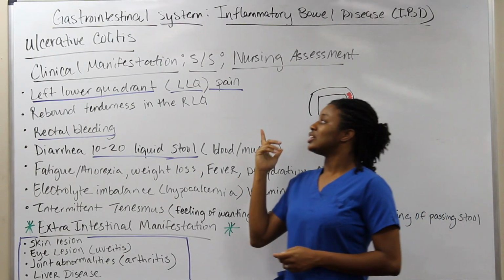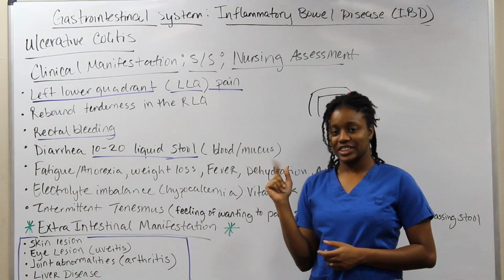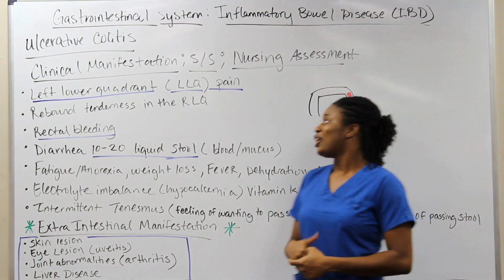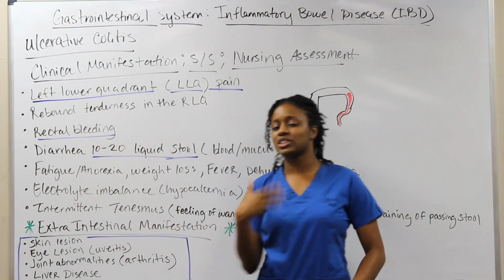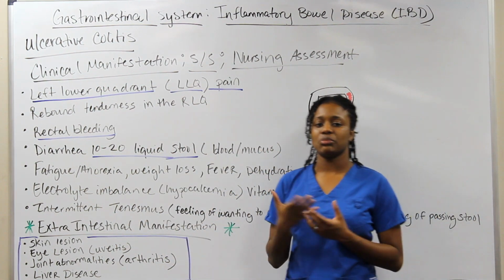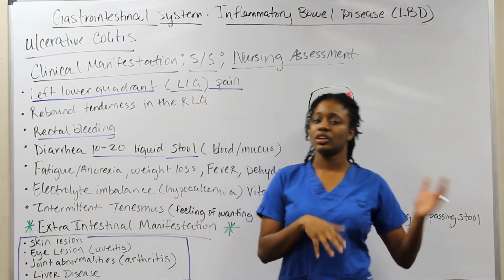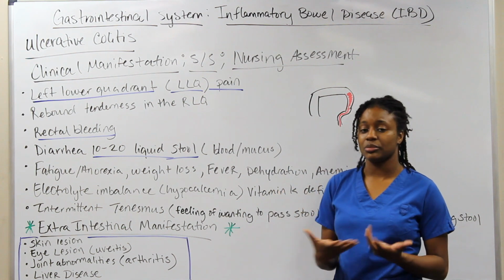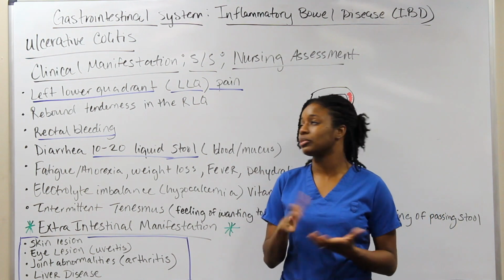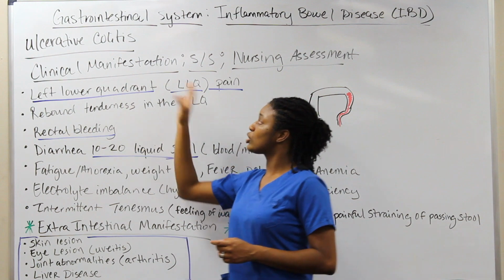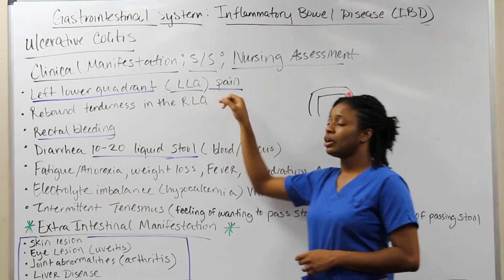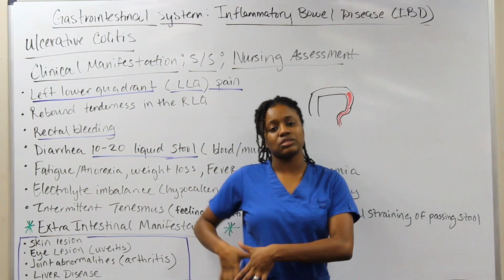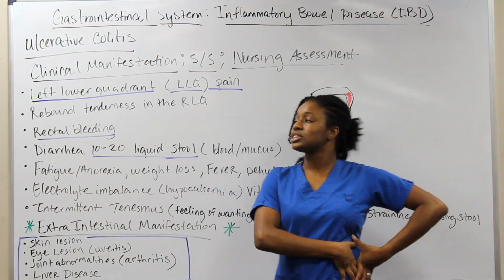Next are the clinical manifestations, which are the signs and symptoms, also known as your nursing assessment for ulcerative colitis. What I put in purple is what stands out, what you will see more with ulcerative colitis than with Crohn's disease. The others are what they have in common. So we have left lower quadrant, LLQ, pain. As I said before, Crohn's disease is mostly the right, and ulcerative colitis is mostly the left, okay?